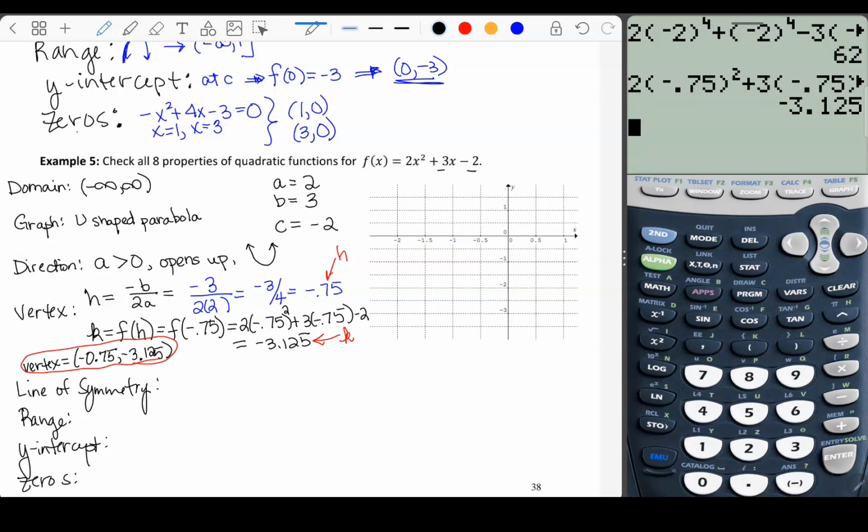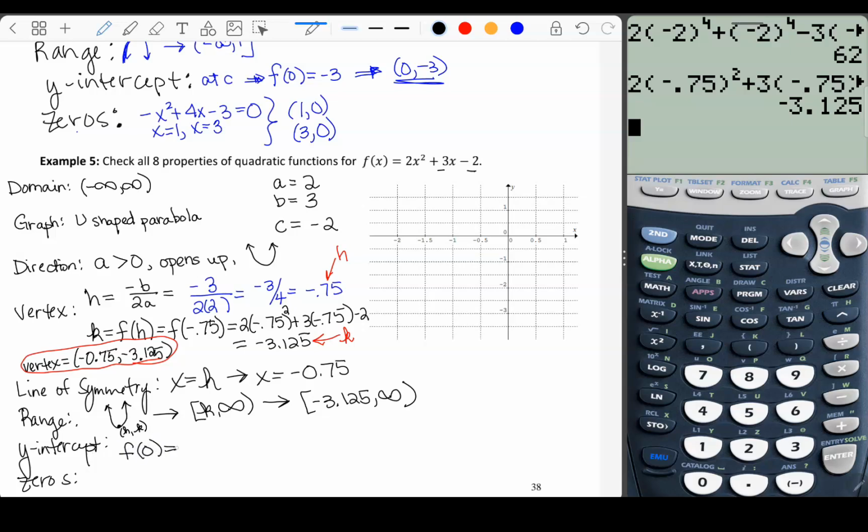So there's h and k. Now the line of symmetry happens at h. It's a vertical line, so x equals h. x equals negative 0.75 or negative 3/4. The range of this thing, it opens up, so it's got a minimum. It starts at the y value of the vertex. So it starts at negative 3.125 and it goes to infinity.